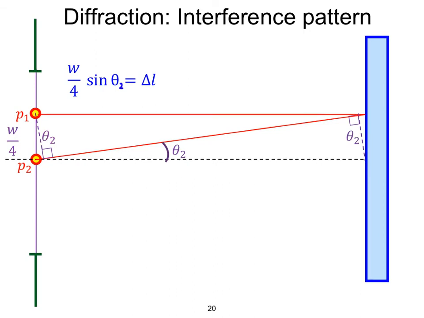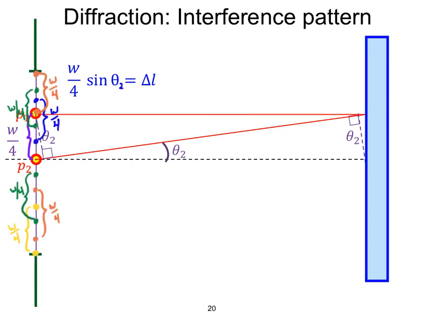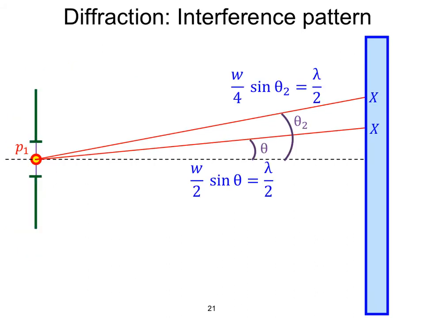We could play this entire game again, this time using W/4 instead of W/2. Now, each point source partners up with a point source a distance W/4 away, so that all the point source pairs have the same path length difference as all the other pairs. This gives us a second angle, this time with the equation W/4 sine theta 2 equals delta L. We can therefore find a second angle and a second location on the screen that will not receive any light due to the total destructive interference cancellation between each pair of points.